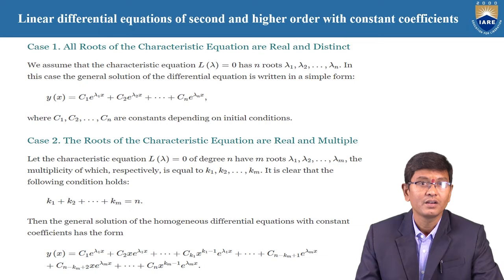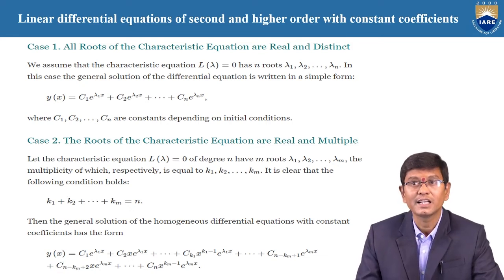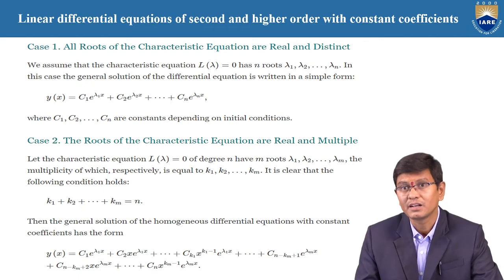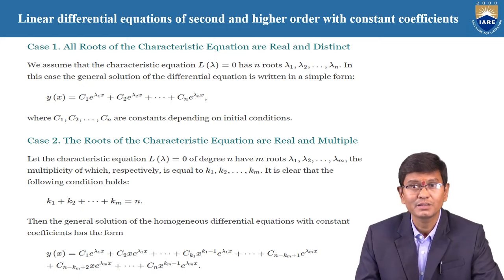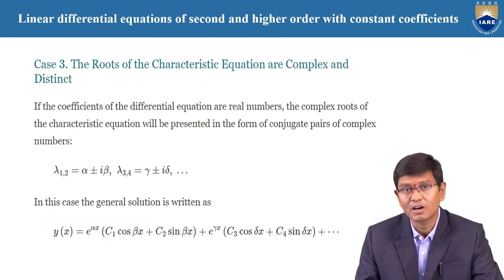Similarly, if the roots are equal, you consider y is equal to c1 into e power of lambda 1 x plus c2 x into e power of lambda 2 x plus, and so on, cn into x power of k minus 1 into e power of lambda m x. For example, the roots are complex. The complex roots are also different complex roots.